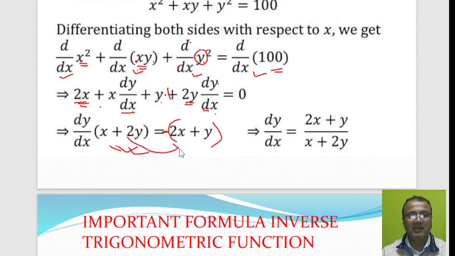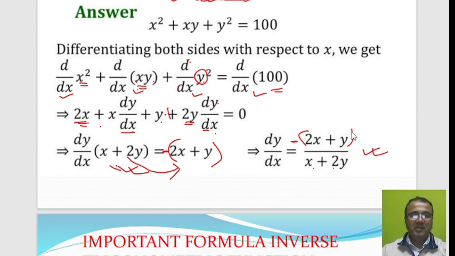This one transfer this side now. Then you'll get the value of ddx of y, that must be equal to minus is there. Okay, minus I forgot to write only. The minus of 2x plus y by x plus 2y. So you can find the derivative of implicit function such a way.